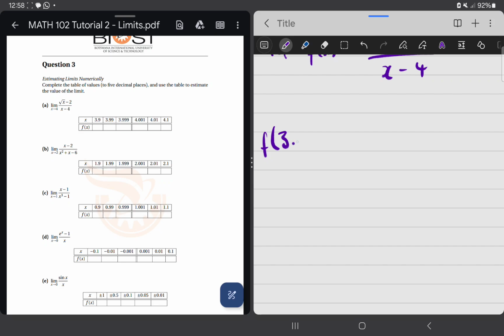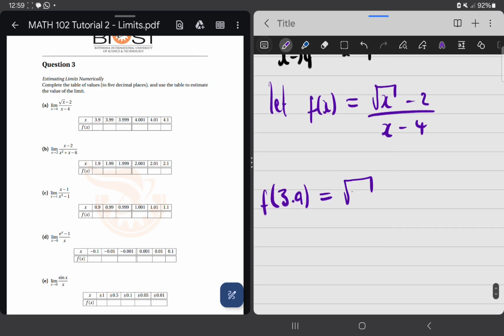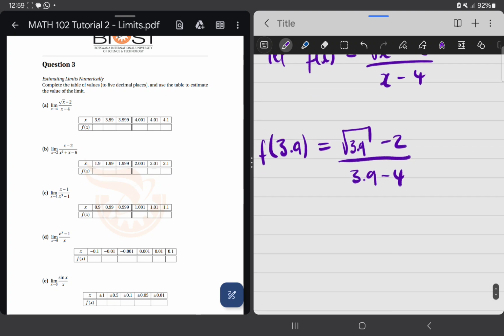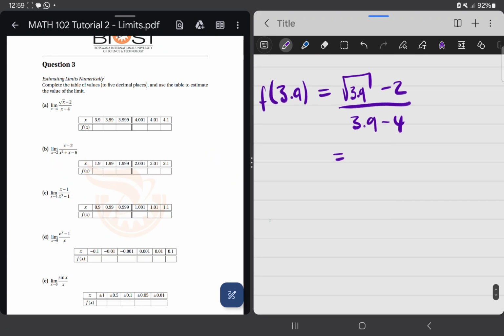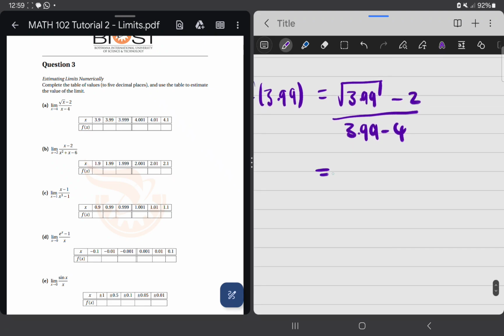So I'm going to say f of 3.9 will be, wherever there's x, I'm putting 3.9. So it's the square root of 3.9 minus 2 all over 3.9 minus 4. This is going to be the first one. Then I can go to the second and say f of 3.99 is going to be the square root of 3.99, then minus 2, all over 3.99 minus 4. This is going to be the second one, and I'm going to get a solution.